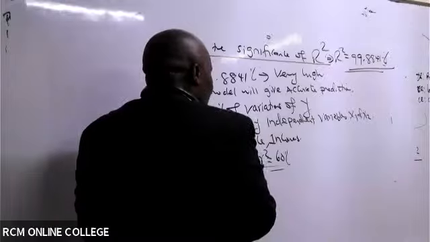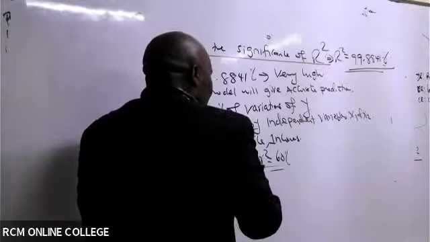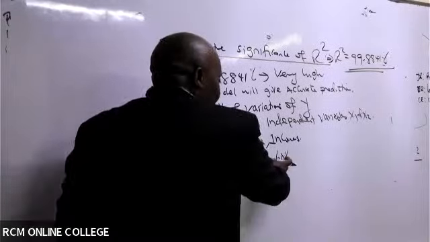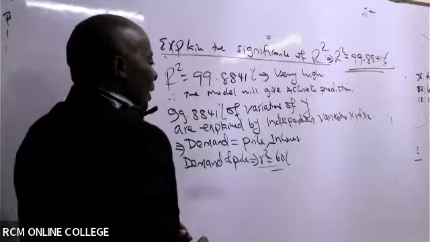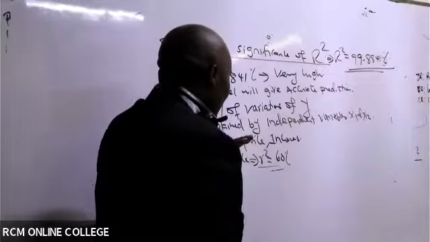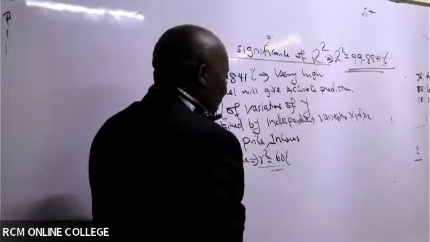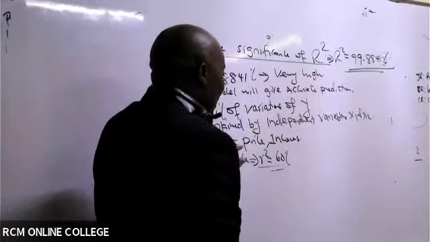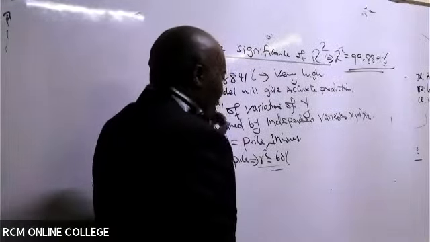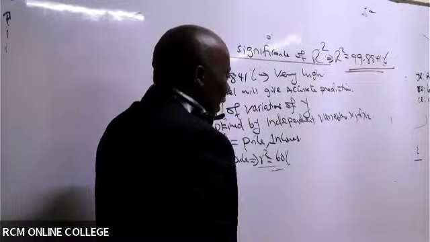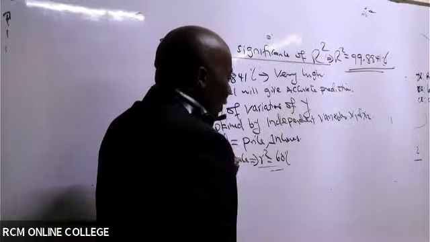and then you are told to describe what this R squared means, you will simply tell us that 60% of the variations in demand are explained by price. We have other factors out there which are able to account for the remaining 40%.